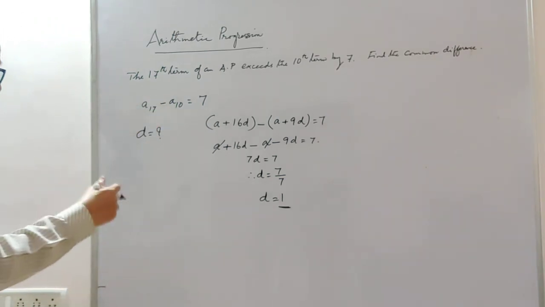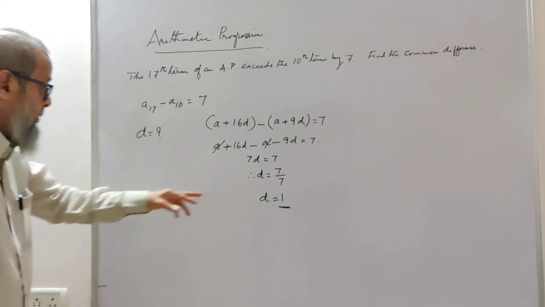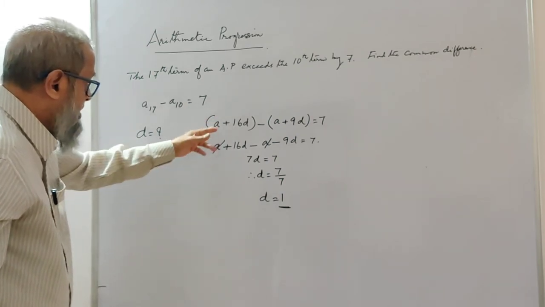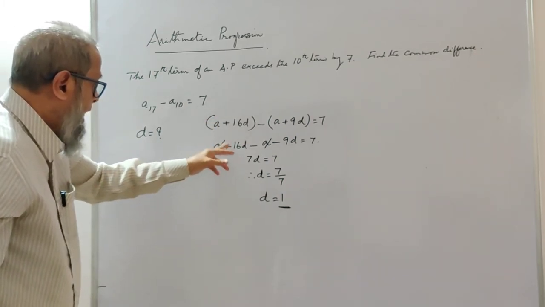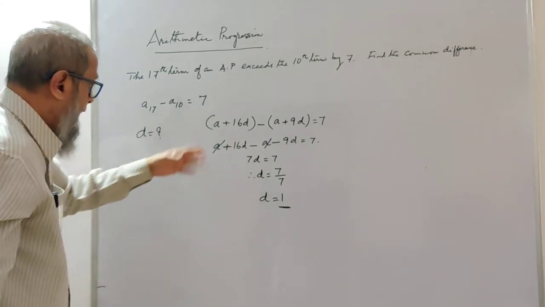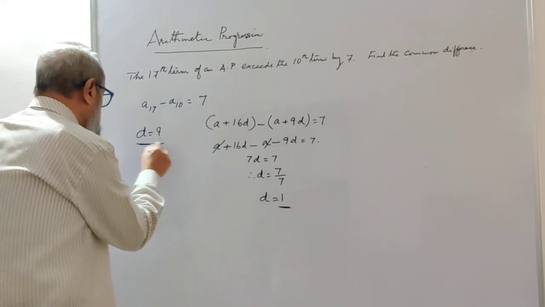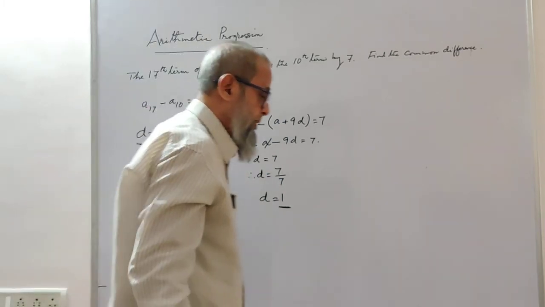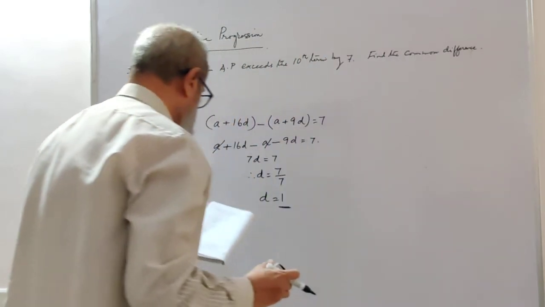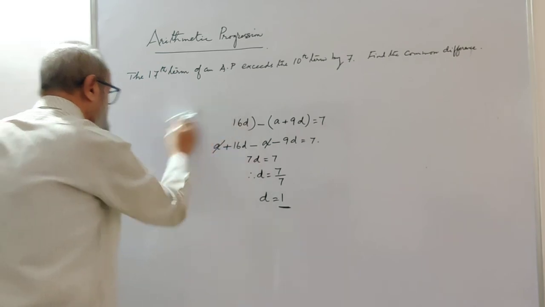If you want to write the AP, if they say find the AP, write the AP, then you have to also find out what is A, the first term. To get the first term, you will have to substitute the value of D and get the value of A and write the AP. Anyway, he has not asked that. He has only asked us to find out the value of D. Now, such a problem can be given as a 2 mark question. Next.